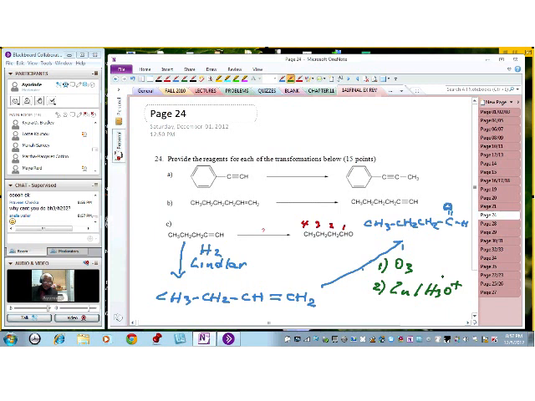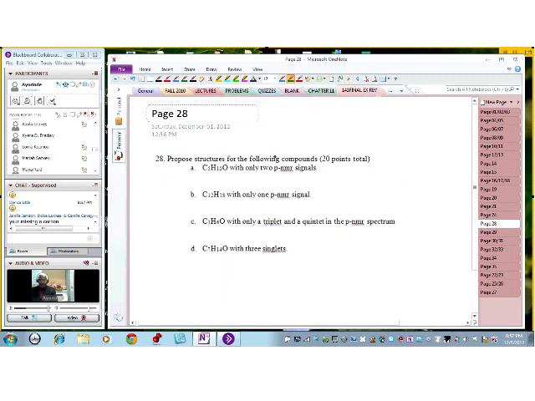Somebody asked, why can't you do borane with hydrogen peroxide? Borane with hydrogen peroxide, remember, gives you hydration. That will add the elements of water in an anti-Markovnikov fashion. So do not mix the borane with hydrogen peroxide with the ozonolysis reaction. Okay, so let us go to the next one.